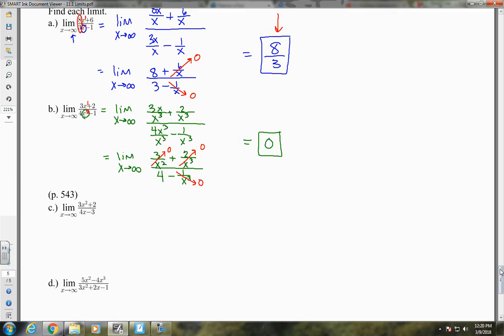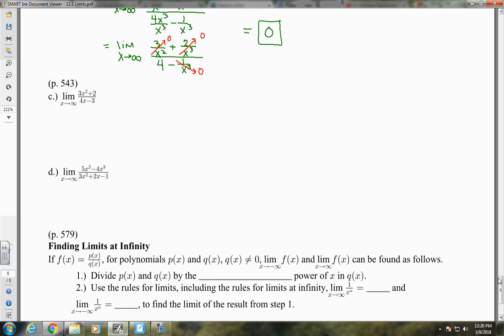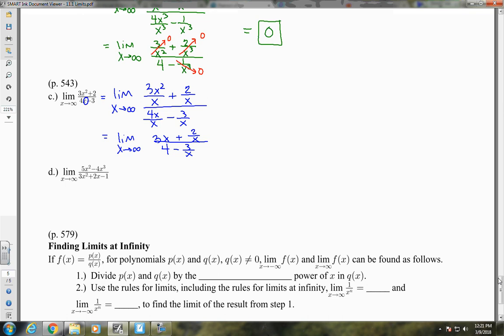Okay, next example. We're looking at the limit as x approaches infinity of another rational function. We're going to divide everything by the highest power of x in the denominator. So we have the limit as x approaches infinity of 3x squared over x plus 2 over x, and the denominator 4x over x minus 3 over x. As we did above, we can go ahead and simplify each fraction. We end up with 3x plus 2 over x over 4 minus 3 over x.